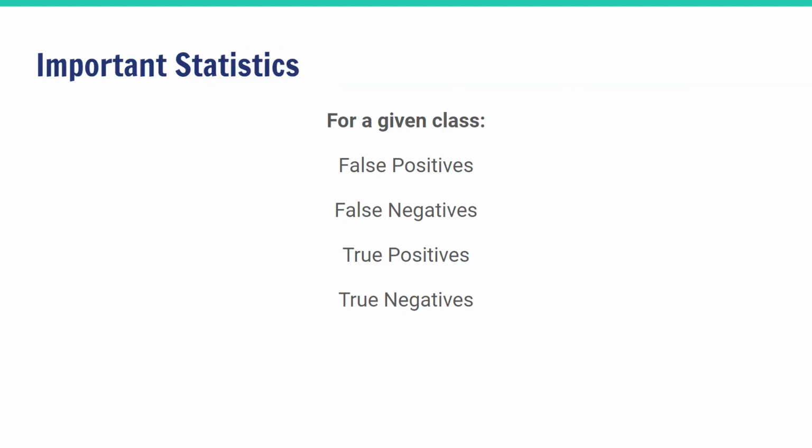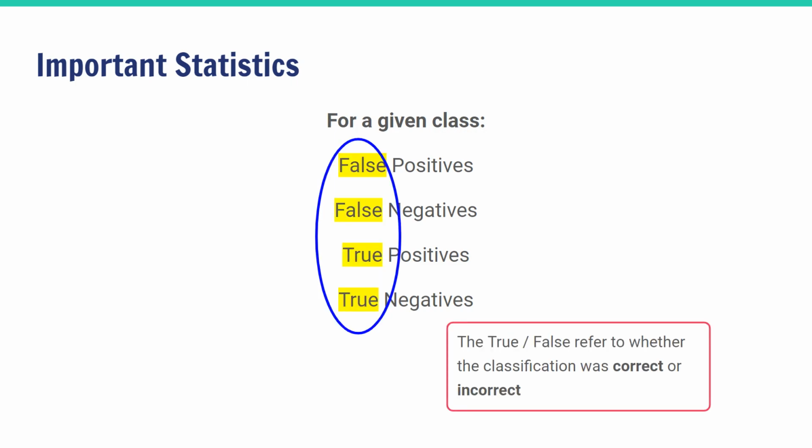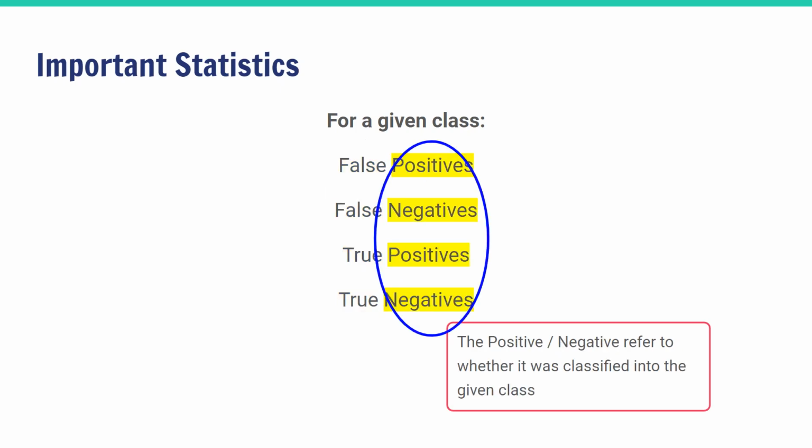And to summarize, for each given class, we had 4 statistics that we looked at: false positives, false negatives, true positives, and true negatives. The false and true part refer to whether the classification for that class was correct or incorrect, and the positive and negative part refers to whether the classification belonged to that given class or did not belong to the given class.